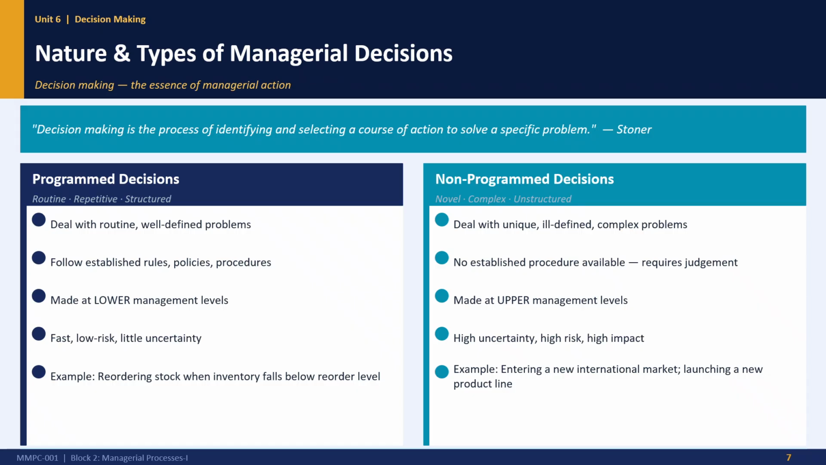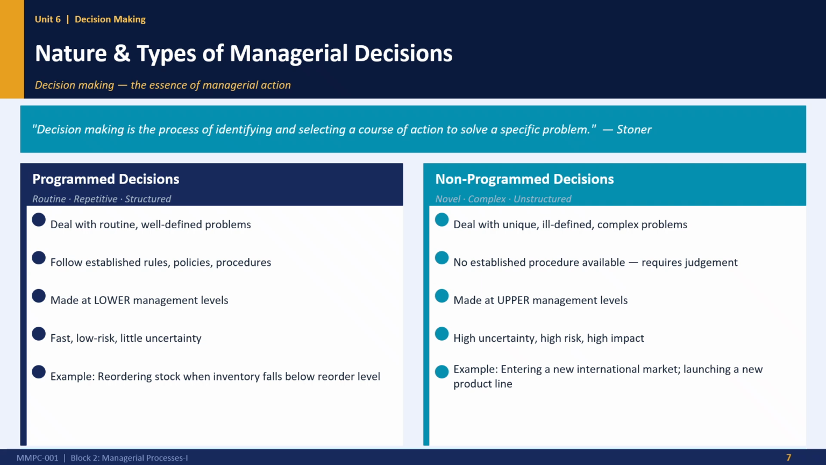Decision making involves selecting the best course of action from among available alternatives. According to Stoner, it is the process of identifying and choosing a solution to a specific problem. There are two main types of decisions. Programmed decisions are routine, repetitive, and structured, and they are usually made at lower levels of management with minimal risk. On the other hand, non-programmed decisions are novel, complex, and unstructured, requiring judgment and are typically made at higher levels of management.